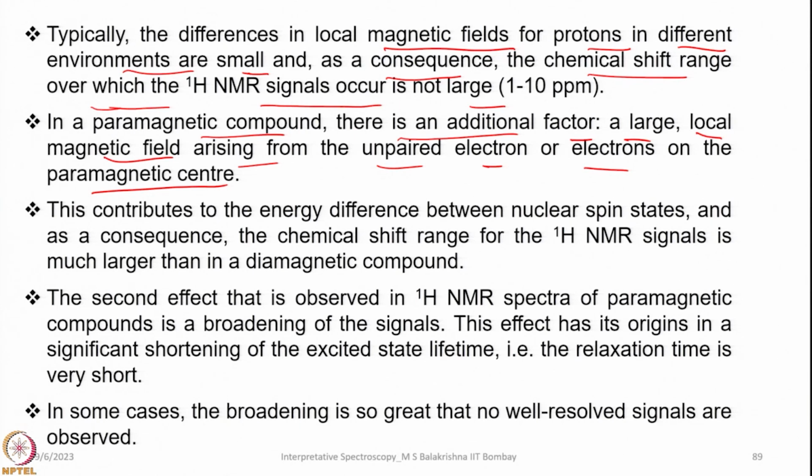If the complex is paramagnetic due to unpaired electrons, and if we have some hydrogen atoms attached directly to the metal, we can see an enormous shift to a shielded region. This contributes to the energy difference between nuclear spin states, and as a consequence, the chemical shift range for the 1H NMR signals is much larger than in a diamagnetic compound. It can go up to -15, -20, or even +60 sometimes. The second effect observed in 1H NMR spectra of paramagnetic compounds is broadening of the signals.